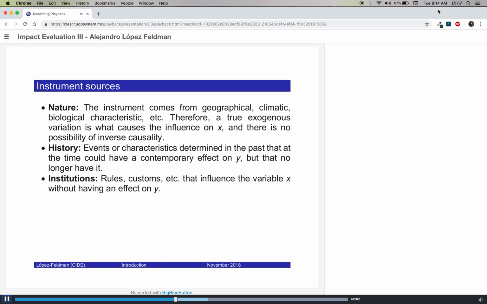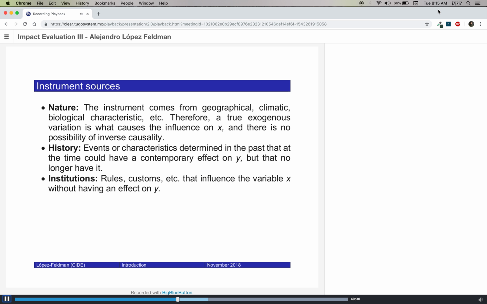The first one is nature. So what do I mean by nature, and why is it important? Well, because we need to have an exogenous variation. So if the influence of x and the instrumental variable is something exogenous, then of course this is going to be great, because y cannot affect the instrumental variable. And a perfect example was the one that I previously explained.